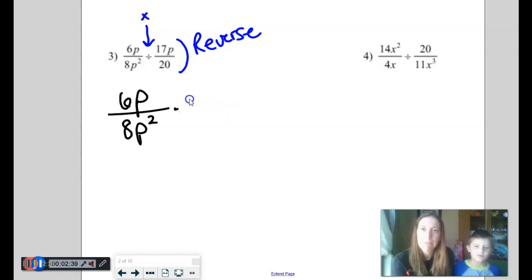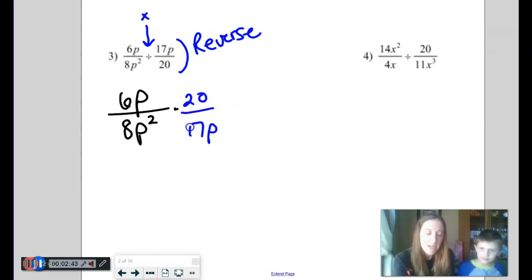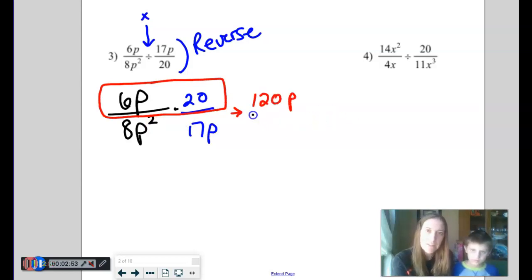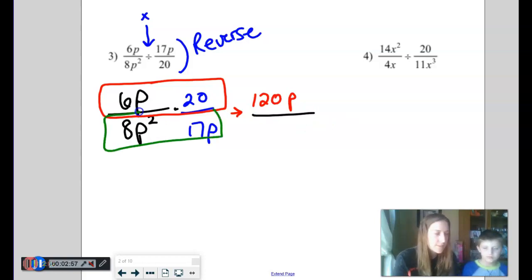So remember, we reverse this. This is now a 20 over 17p. And then our suggestion is always that when you have these monomial multiplication questions, you smush them together. So this numerator becomes 120p. And then this denominator becomes, calculator assistant please. We need 8 times 17. It's 136. Now we already knew there was going to be reduction.